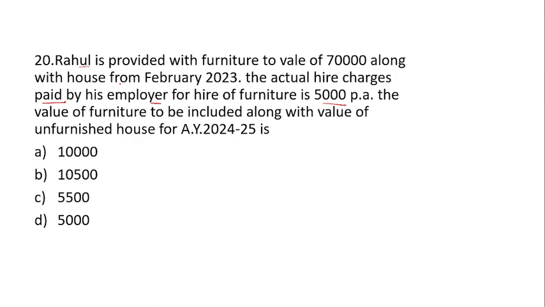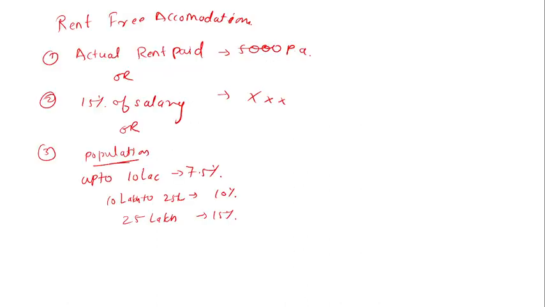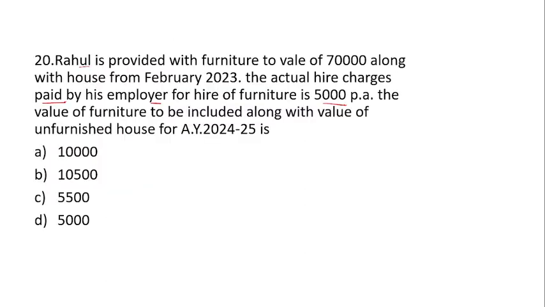So I'm going to read this question again. Rahul is provided furniture to the value of 70,000 along with the house from February 2023. Actual hire charges paid by the employer for the hire of the furniture is 5,000 per annum. The value of the furniture to be included with the value of the unfurnished house for assessment year 2024-25 is? Many times, questions are intentionally put like this kind of question.